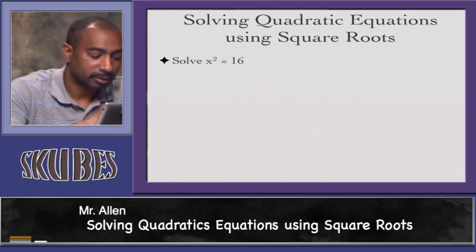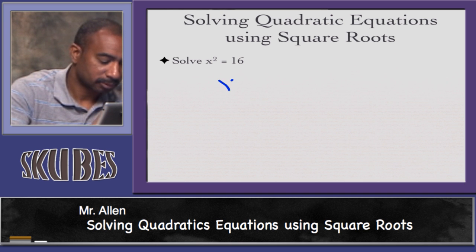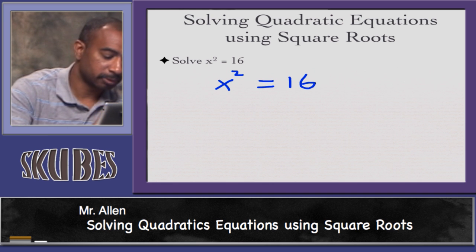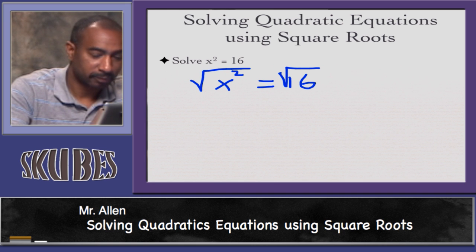So if you look carefully at the left and right side of this equation, x squared is a square number. It's a perfect square, and so is 16. So what we can do is take the square root to both sides. So if I unsquare x squared, I get x.